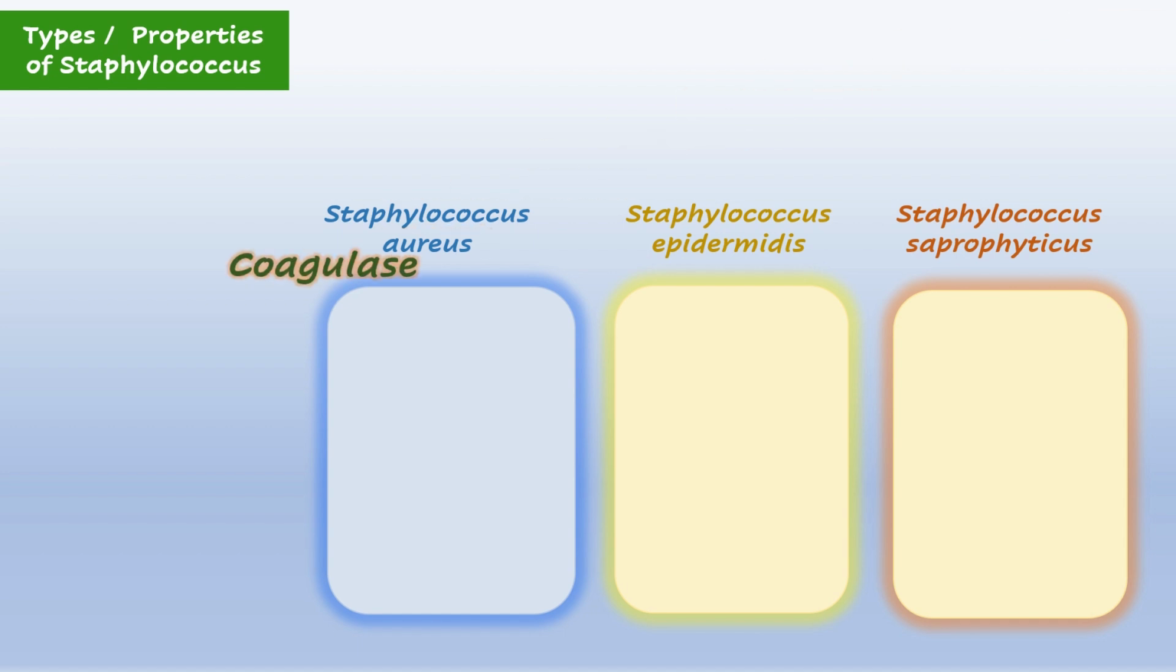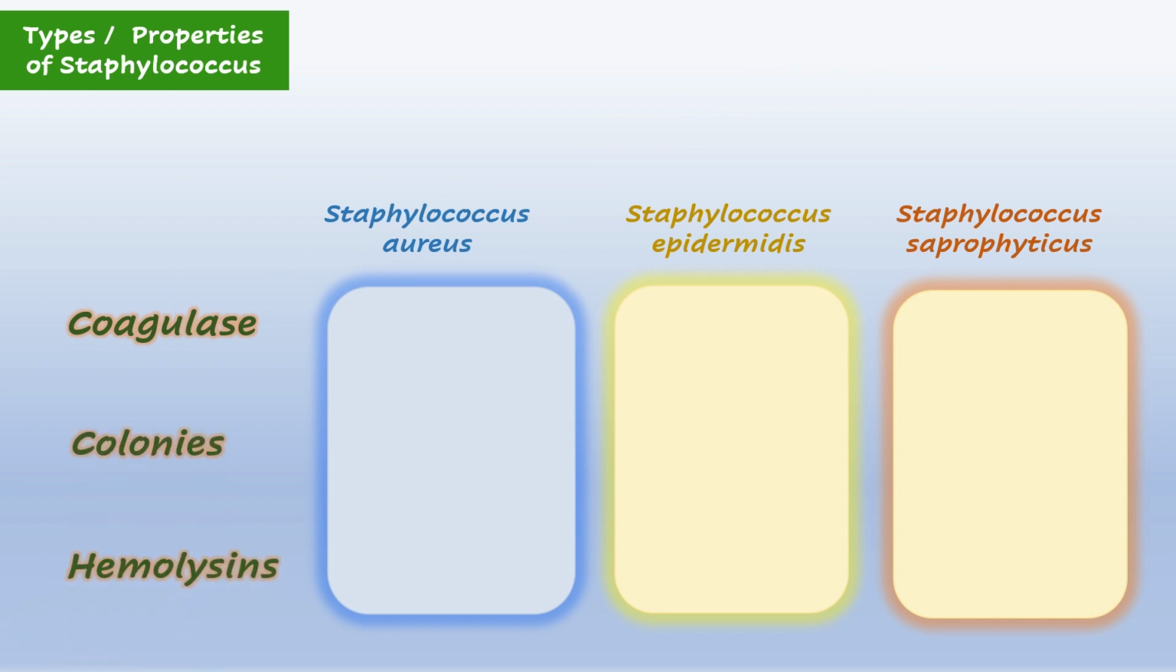These tests are coagulase, color of colony, and hemolysin production. Staphylococcus aureus is coagulase positive, but Staphylococcus epidermidis and Staphylococcus saprophyticus are often referred to as coagulase negative staphylococci. Staphylococcus aureus produces a carotenoid pigment called staphyloxanthin, which imparts a golden color to its colonies. This pigment enhances the pathogenicity of the organism.